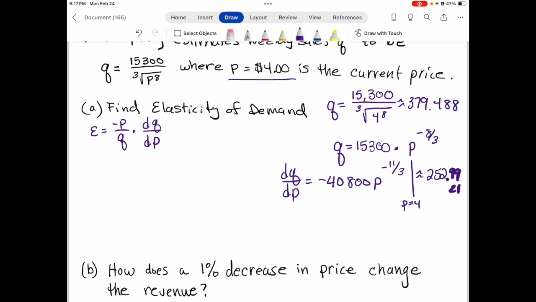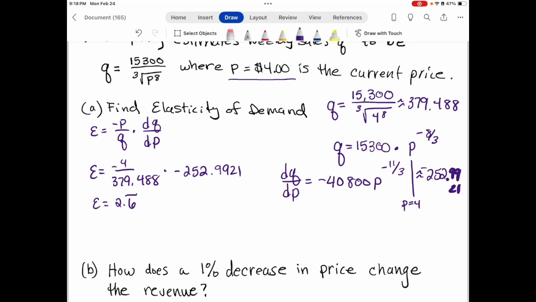All right. Now we're going to put all that together so we can find the elasticity of demand. I put in the price, which is 4, put in my Q, which is 379.488, times the derivative with respect to P when P is 4, which is negative 252.9921. Let me put that in there. I forgot my negative with the 252. All right, now when we work that out, we're going to get that the elasticity is 2.6 repeating.